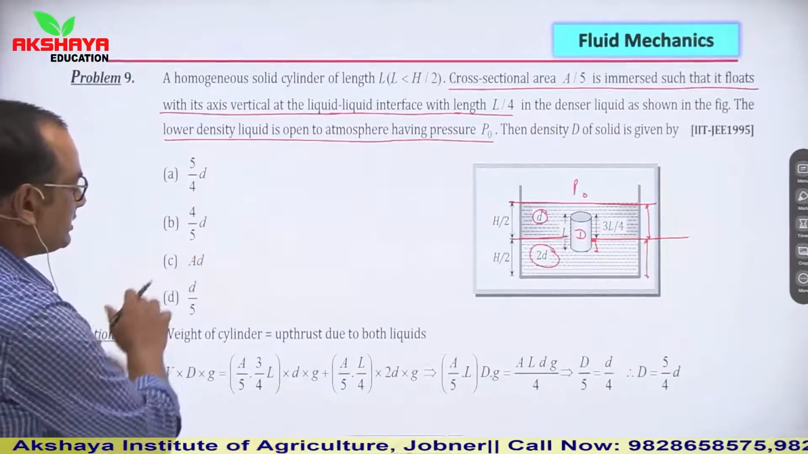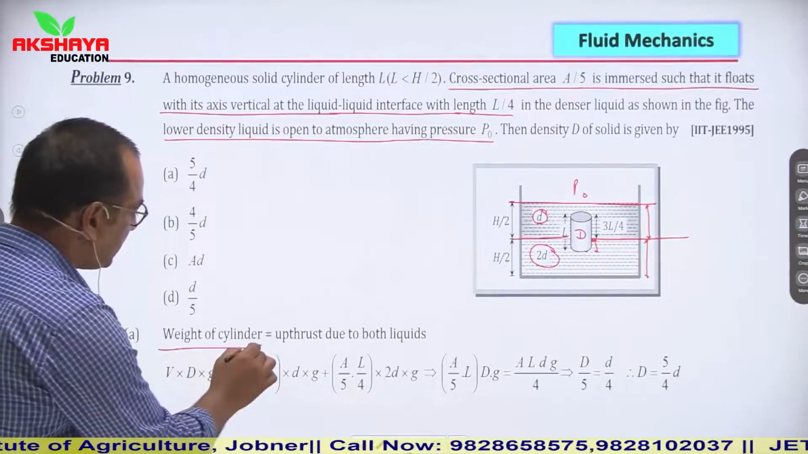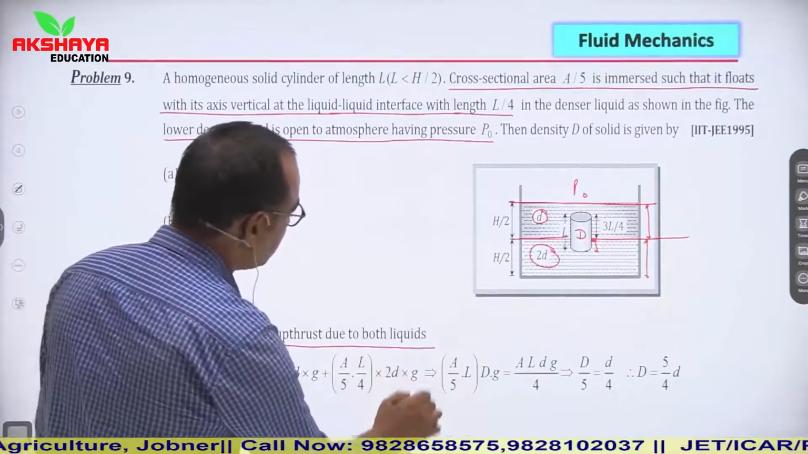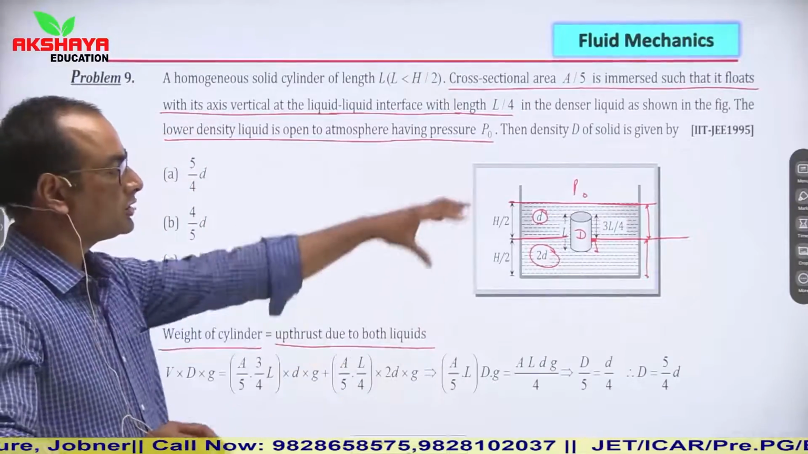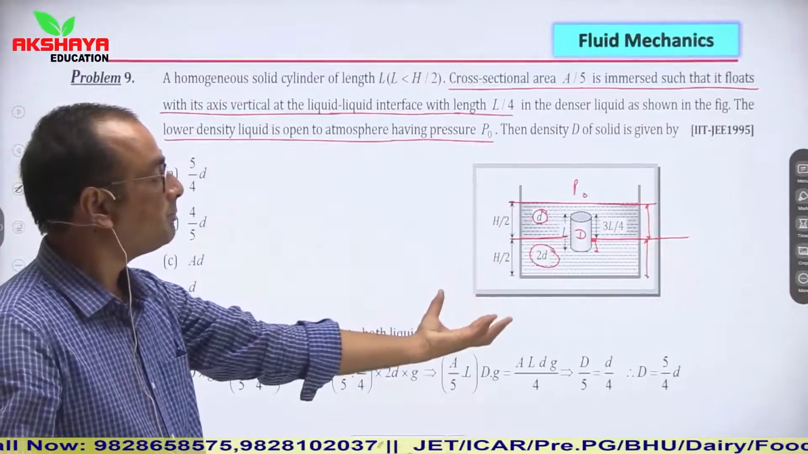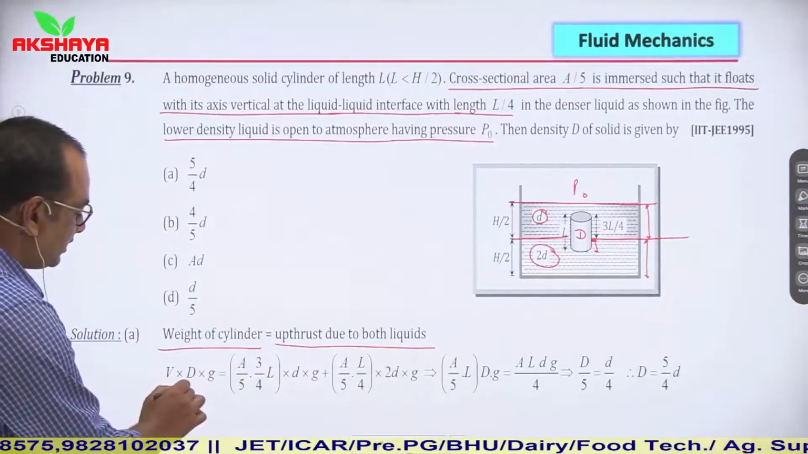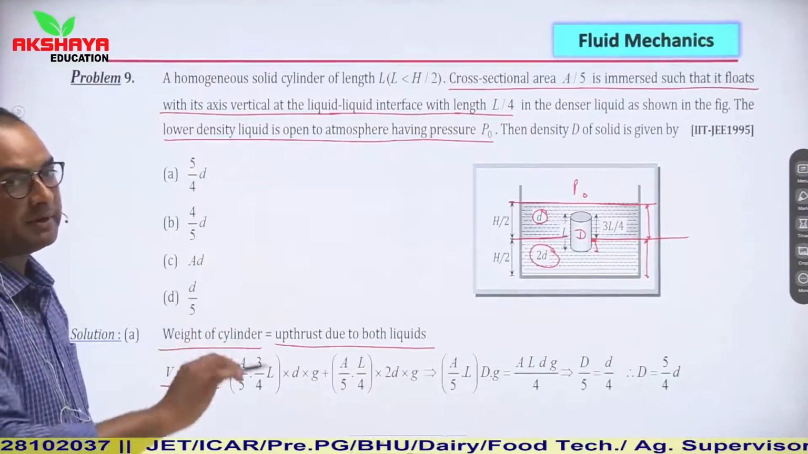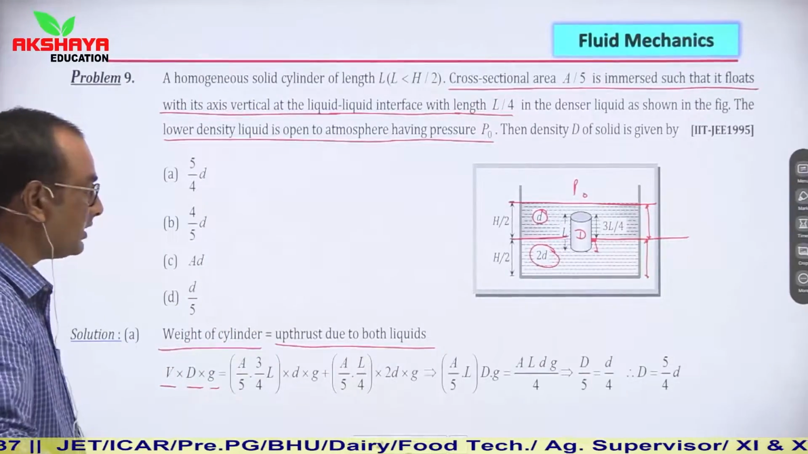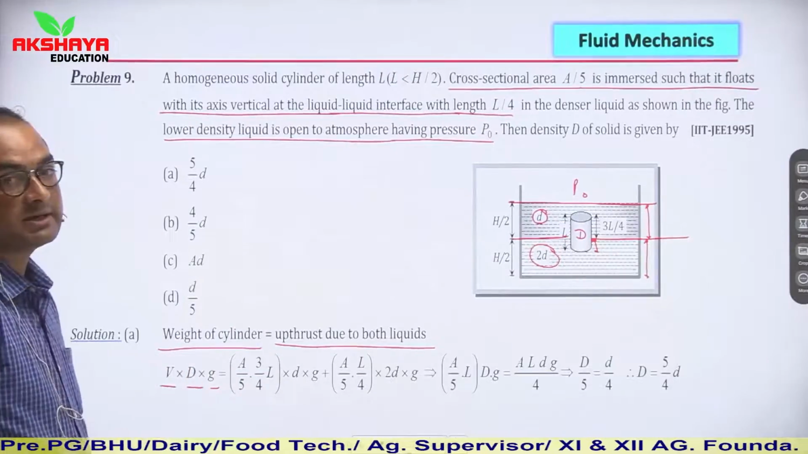So see, we are given these different options. Let us discuss this pattern question. Weight of the cylinder is equal to upthrust due to both the liquids. So total weight of this cylinder will be equal to upthrust of both the liquids. Weight of cylinder is VDg. We are considering capital D as density of cylinder, V is volume displaced by this cylinder and g is gravitational acceleration.